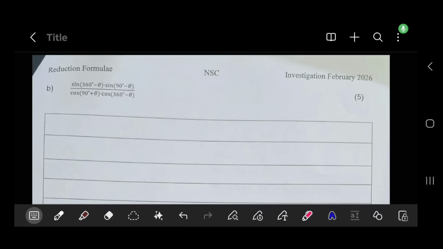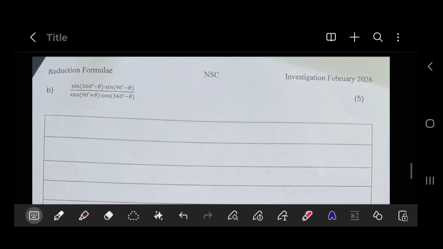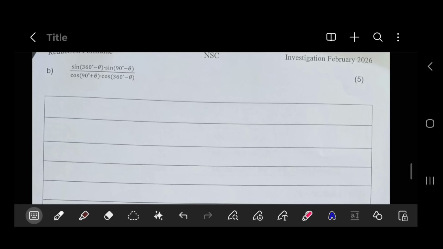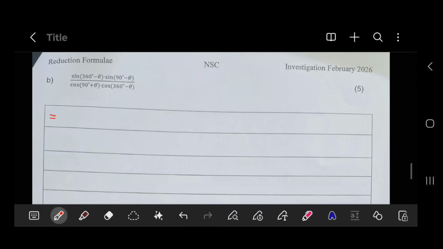Here is the next question. We've got B, and let's just start off by rewriting this because the space given for the answer is not enough. Or actually, it might just be. There seems to be enough lines. Okay, so working with this, we've got 360 minus. And referring to the reduction formula, 360 minus lies in the fourth quadrant where sine is negative. So that first part in the numerator is going to be negative sine theta.